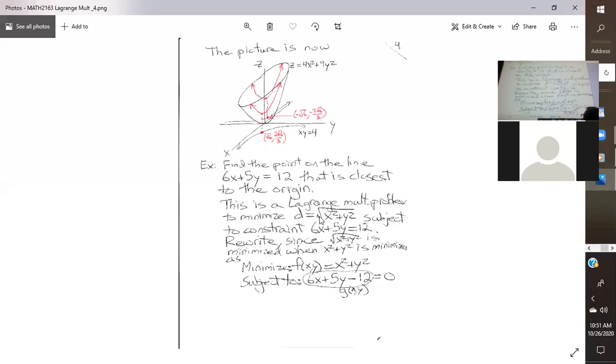So we'll minimize x squared plus y squared, subject to the constraint, and we'll rewrite the line as g of x, y equals 0: 6x plus 5y minus 12 equals 0. Now I can call the left side g, the function to minimize f, and I have a Lagrange multiplier problem because both those functions are differentiable. Any questions on that one?